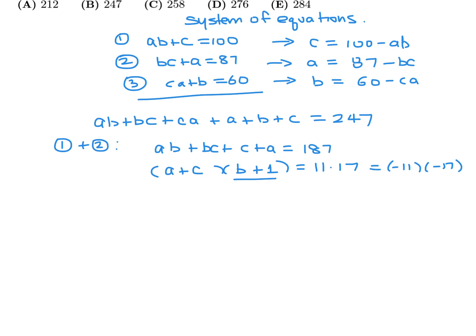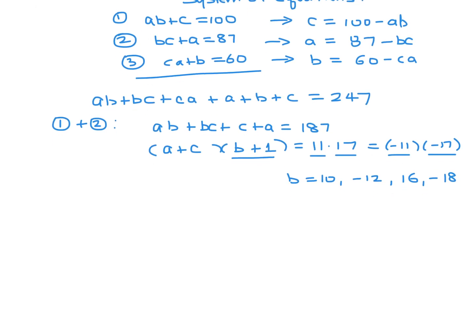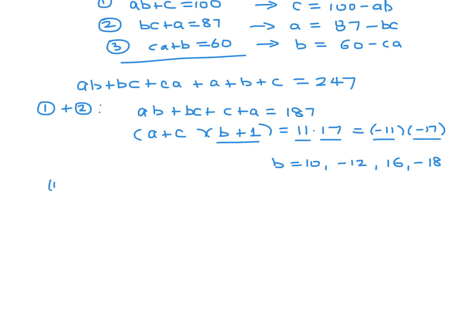And therefore, if we just look at b plus 1, it could be either 11, 17, minus 11, or minus 17. So that means b is either 10, minus 12, 16, or minus 18, right? If b plus 1 is 11, that means b is 10. If b plus 1 is negative 11, then b is minus 12, and so on, right? 17 and minus 17. In the same kind of way, hopefully we'll get the solutions for b again.